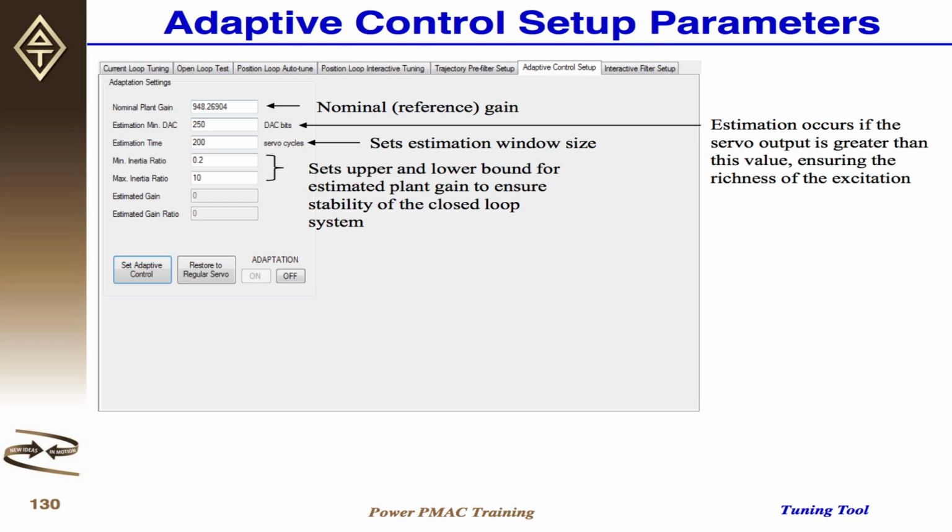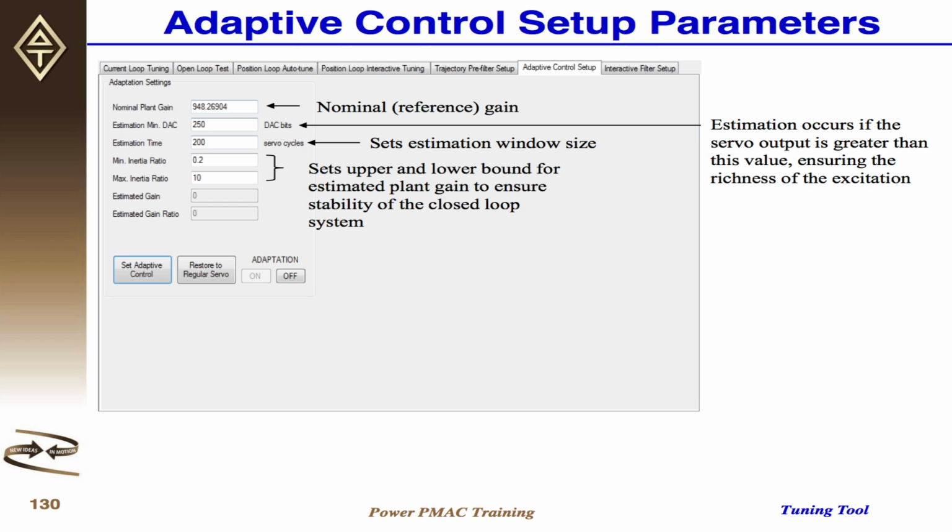Estimation min DAC works like this. To find out that gain inside the servo routine, there's a least squares estimation method. We look at the accelerations and the inputs, so we can come up with that gain all the time. But the least squares estimation method works over some window size, and the estimation time gives you the estimation window size.